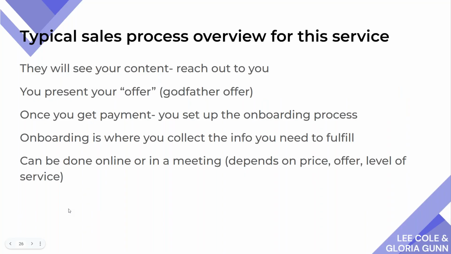Okay, let's talk about a typical sales process overview for if you're selling this as a service. Say you're running this Content Rocket content for yourself at scale. You're blasting out a bunch of content. You've got your offer all figured out. You've got everything all figured out.